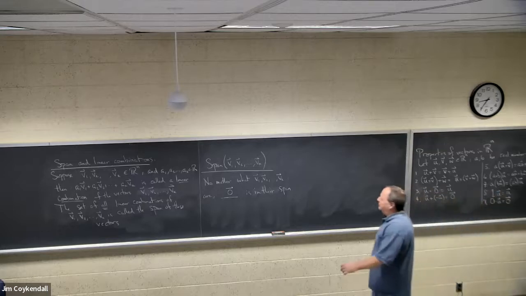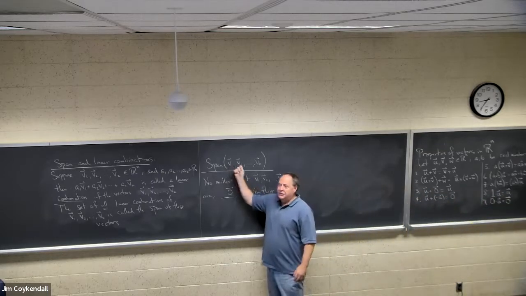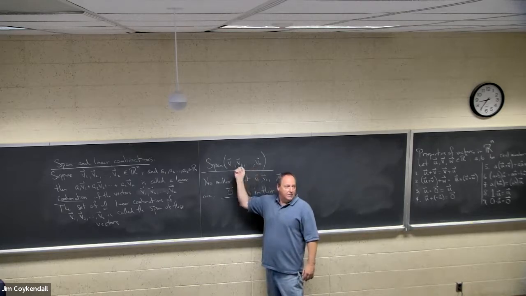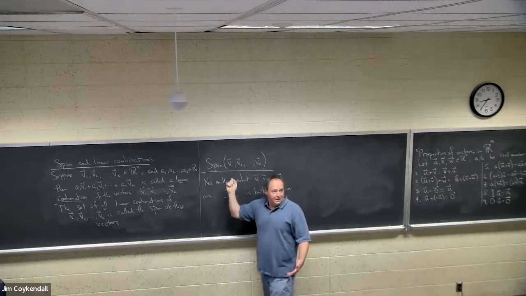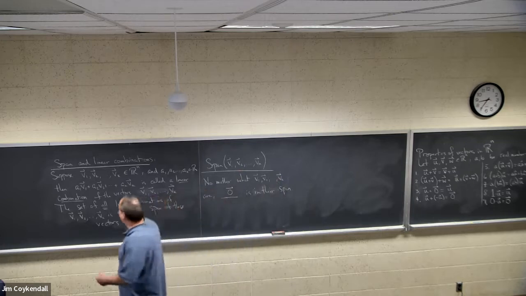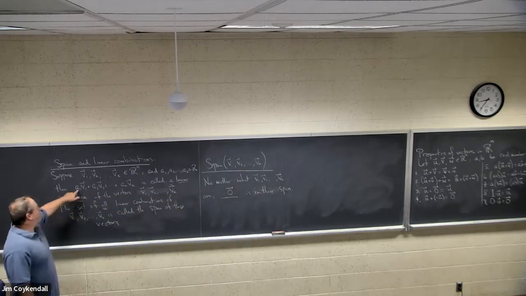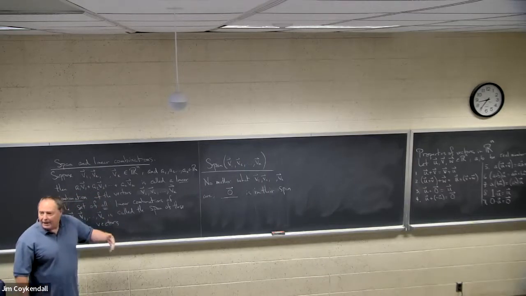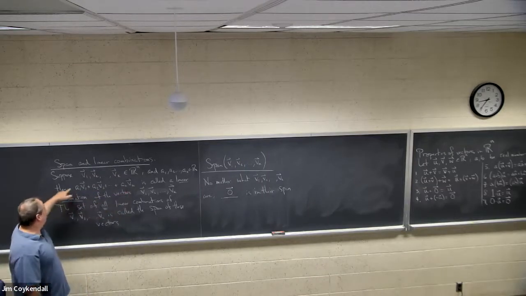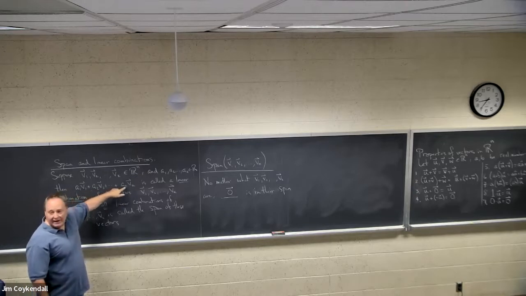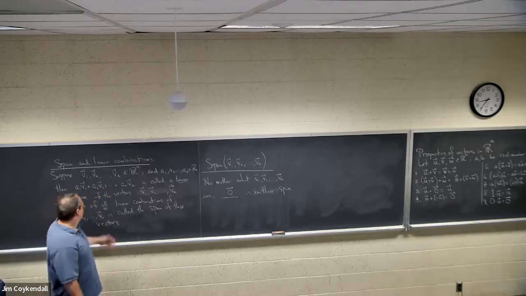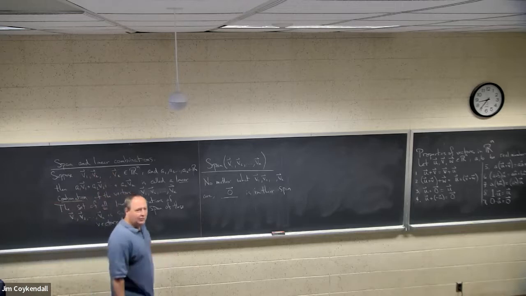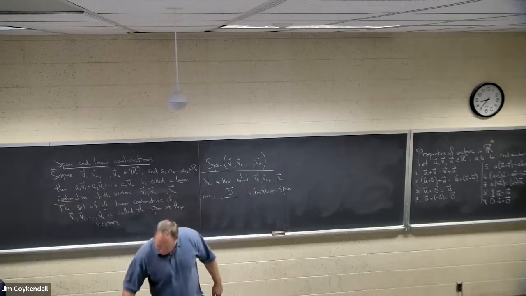Let me make a couple of observations about the span of this. Each individual one of these vectors, V1, V2, all the way up to VK, is in the span. For example, V1 is in the span just by picking A1 to be 1 and the rest of the numbers to be 0. VK is in the span by picking all the numbers to be 0 except for AK, which I'll pick to be 1. V1 plus V2 is in the span, and so on.